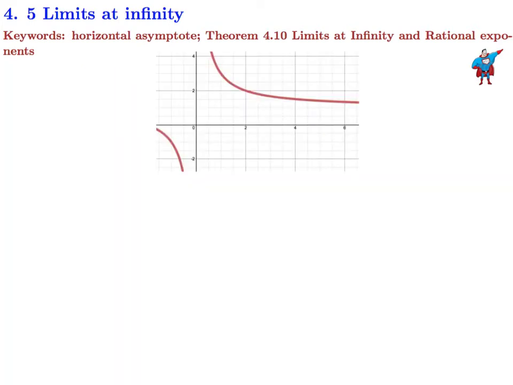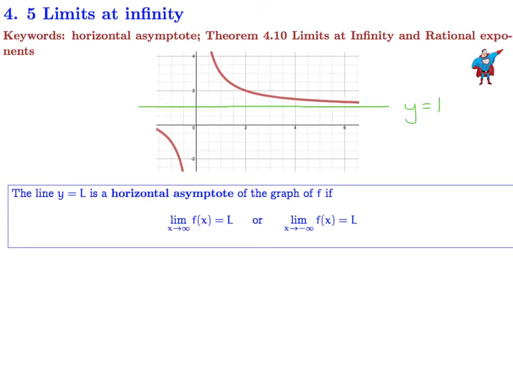However, before we talk about how to figure them out nicely, algebraically, we want to think a little bit more about this graph because it's a neat picture. What we have again in this case is that as we get closer and closer to infinity, we seem to be getting closer and closer to the horizontal line y equals 1. And just like before, when we get closer to a line, this is called an asymptote, and in this case, it's called a horizontal asymptote. So we'll say that the line y equals L is a horizontal asymptote of the graph of f if either of two things occur: either the limit as we approach positive infinity is L, or the limit as we approach negative infinity is L.